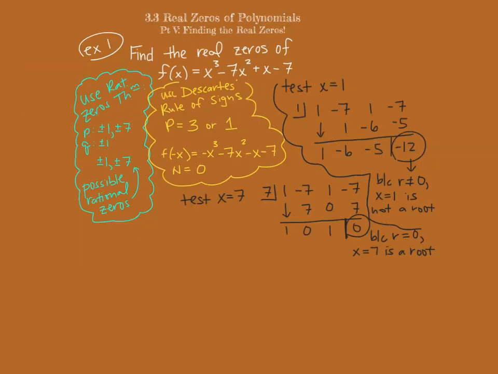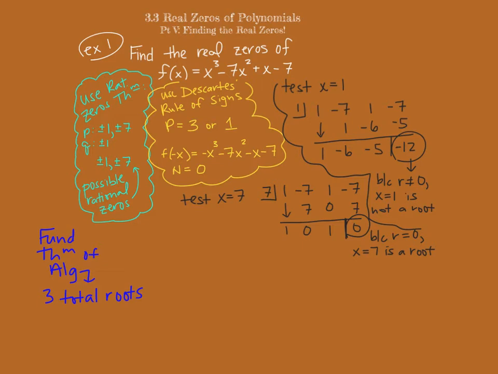Now, according to the fundamental theorem of algebra, what did that tell us? Our degree of our original function is 3. So that means we have 3 total roots. Well, roots can either be real or imaginary, and in this chapter we only care about the real ones. So that means that all three of these roots could be real.